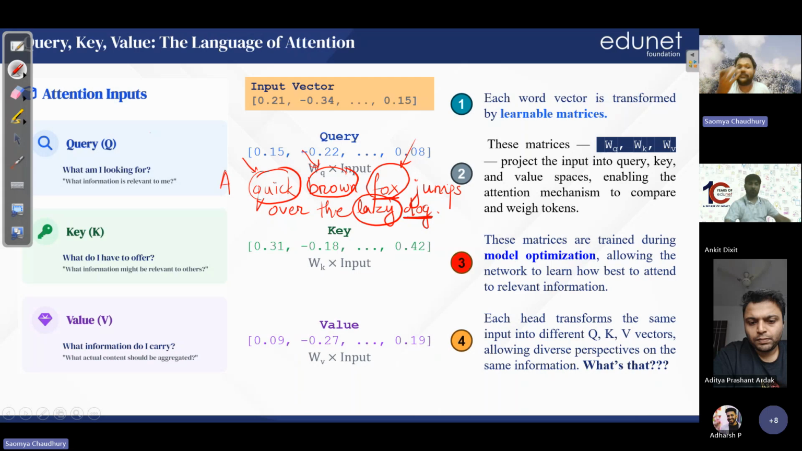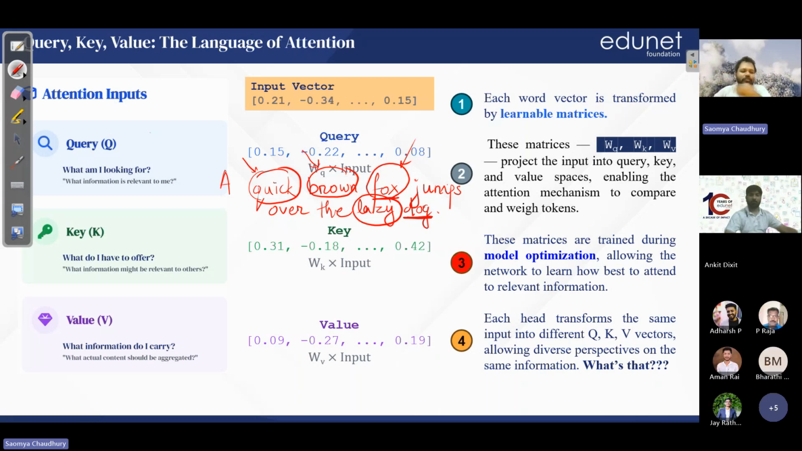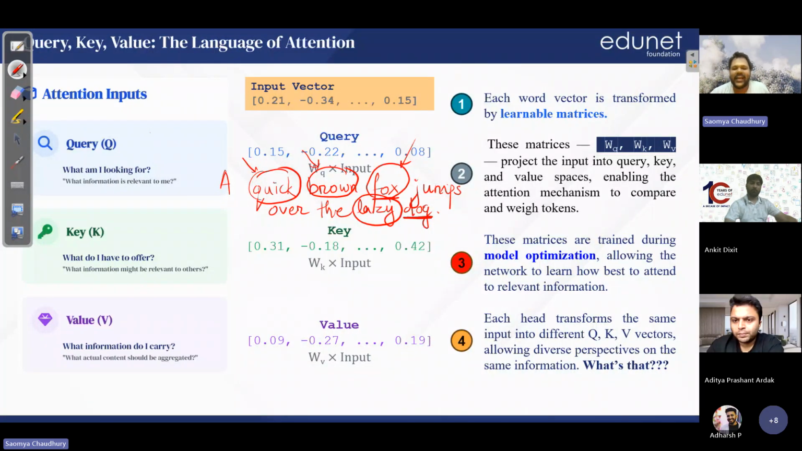It shows that the brown fox is quick enough to jump over, right? I hope that's particularly understandable. So two adjectives describing the noun here, right? And how is the dog here? The dog is lazy, right?